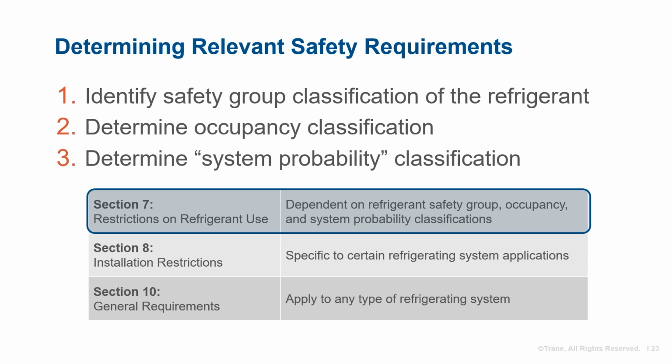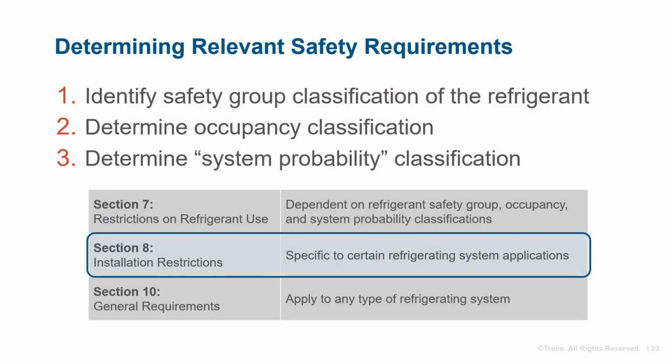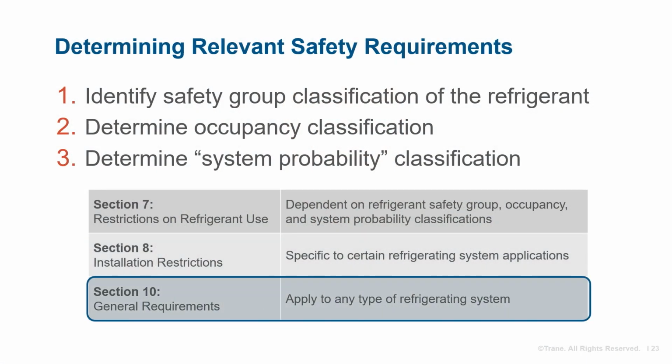Section 7 in Standard 15 includes several restrictions on refrigerant use, which depend on the classifications we just explained. And then Section 8 prescribes installation restrictions, which are specific to the type of refrigeration system being used. In general, these rules define how much refrigerant can be used in a given application, and then detail any restrictions or design requirements that apply. Then the standard includes a list of general requirements in Section 10. These apply to any type of refrigeration system.